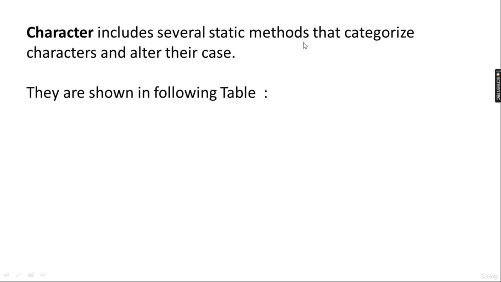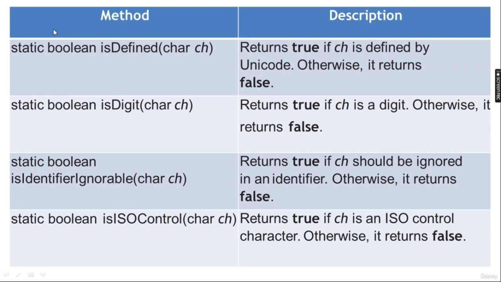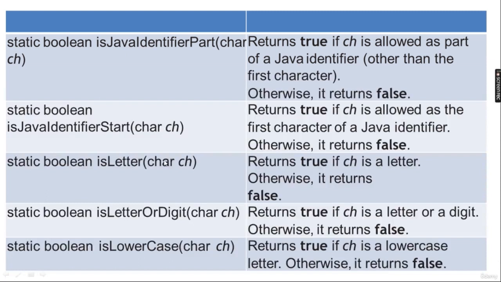Character includes several static methods that categorize characters and alter their case. Now we will see those tables. static boolean isDefined(char ch) returns true if ch is defined by Unicode, otherwise it returns false. Then static boolean isDigit returns true if ch is a digit, otherwise it returns false. static boolean isIdentifierIgnorable returns true if ch should be ignored in an identifier, otherwise it returns false. static boolean isISOControl(char ch) returns true if ch is an ISO control character, otherwise it returns false.